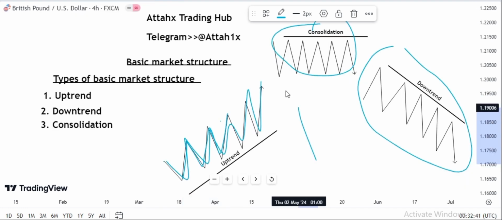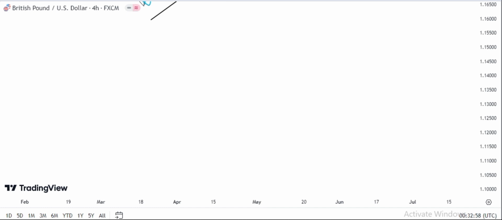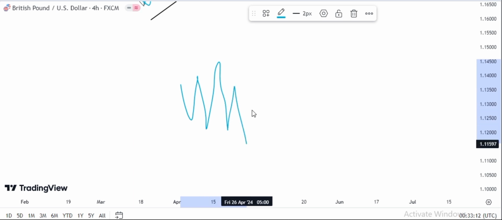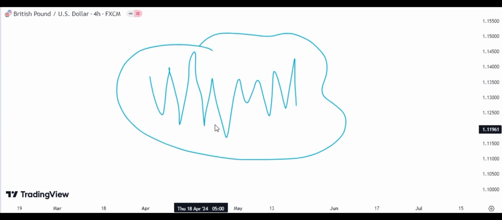Now, I said consolidation is when the market tends to create a series of highs and lows without any specific movement. So this is what consolidation looks like. The market clears this high, then clears this low, then goes upward, clears this high, and keeps on ranging without any specific direction. Okay guys, let's go over to the chart example.